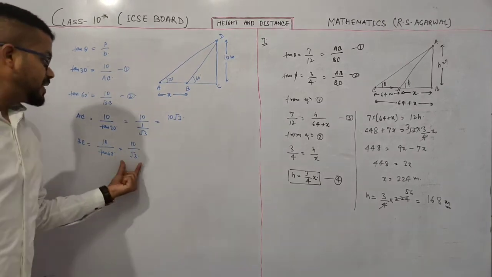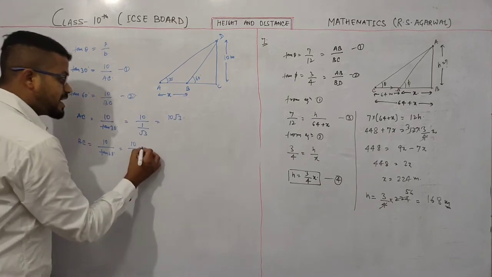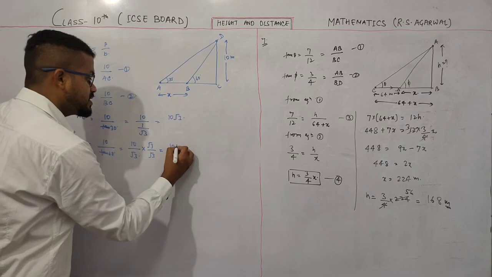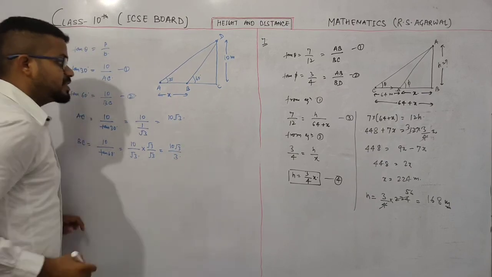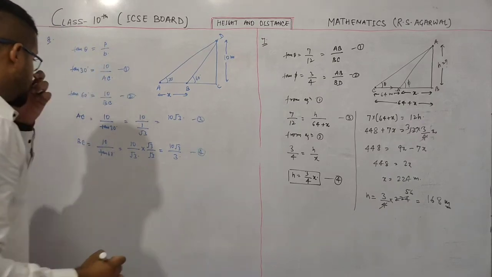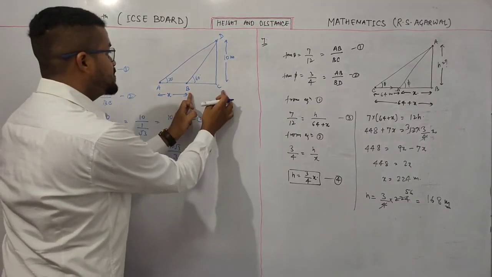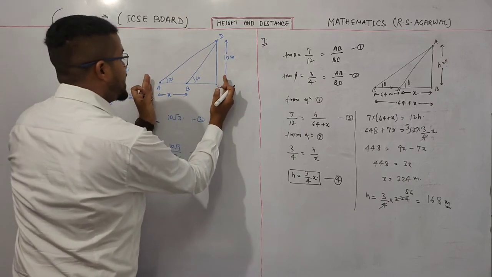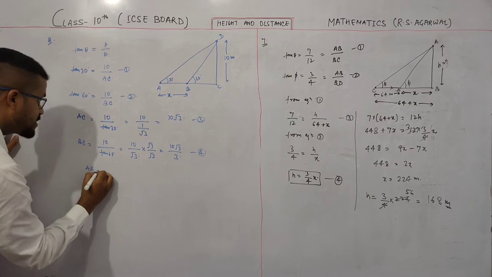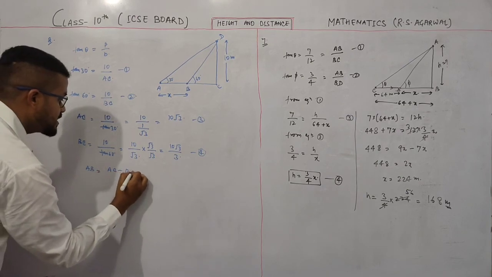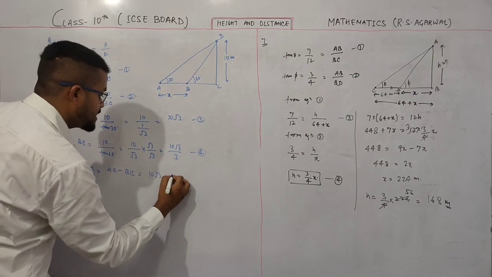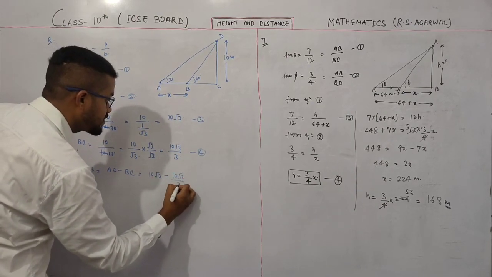So here in the denominator there is a root. So I rationalize this by multiplying and dividing with root 3. So this is 10 root 3 divided by 3. Okay, this is equation number 3 and this is equation number 4. So this is AC and this is BC. So if I subtract AC minus BC, we directly get the value of AB. So AB is equal to AC minus BC, and AC is 10 root 3 minus BC is 10 root 3 by 3.